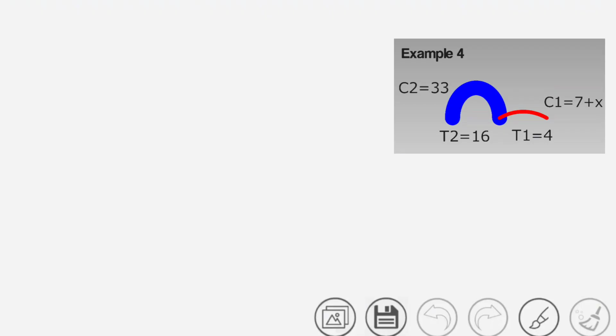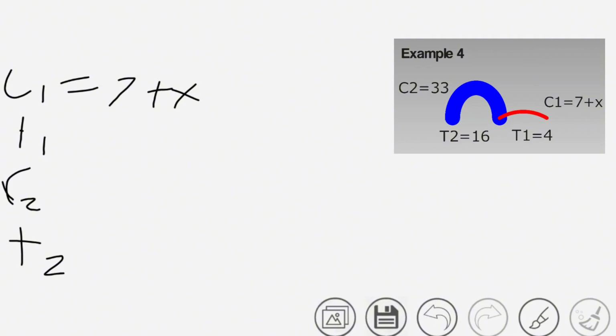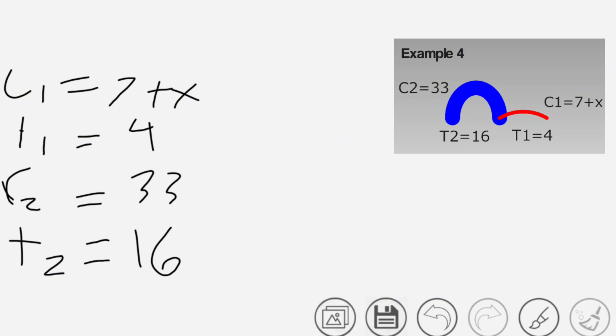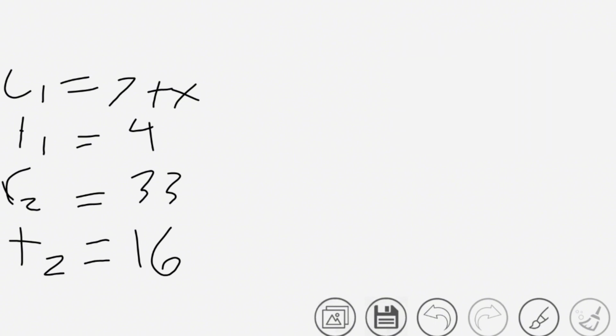Now let's write the given, which is C1, T1, C2, and T2. C1 is the item we're looking for, which has the x, so it's 7 plus x. T1 is 4, C2 is 33, and T2 is 16. Now we have to solve for the height, which we can do with C2 and T2 because they have complete values. We cannot find it with C1, T1 because the variable is there, the x. So let's go solve for the height.